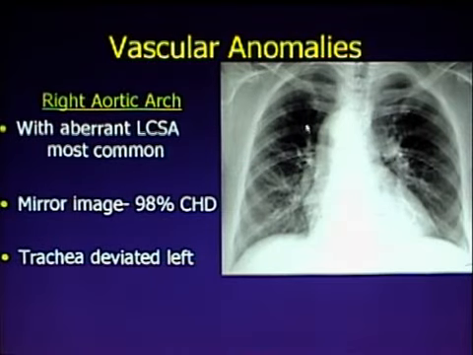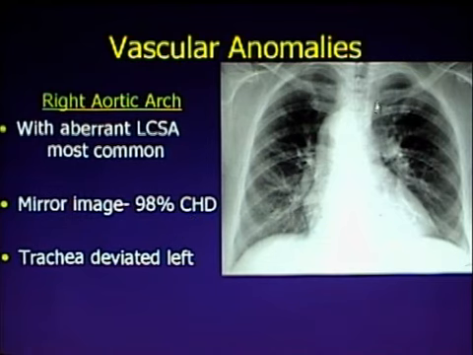Vascular anomalies, this is quite straightforward. This is a patient who clearly has a right aortic arch. Most of the time, there's going to be an aberrant left subclavian artery arising from this right arch. If there's true mirror image branching, 98% of these cases, almost all of them will have congenital heart disease, and they're generally going to be presenting much earlier in life.